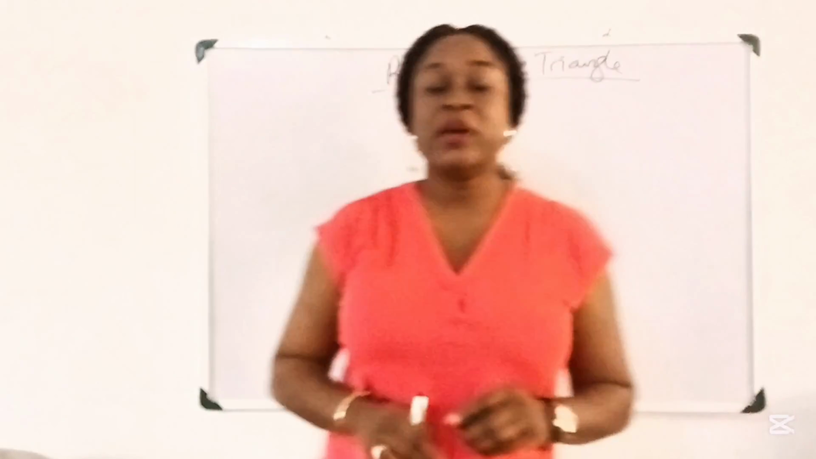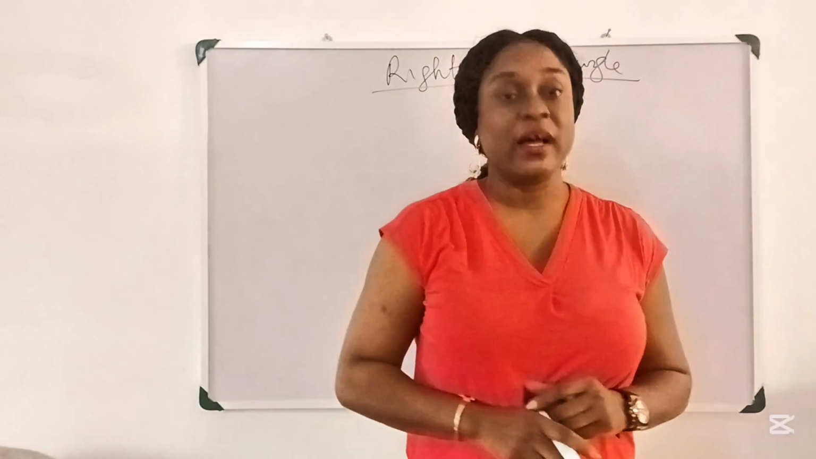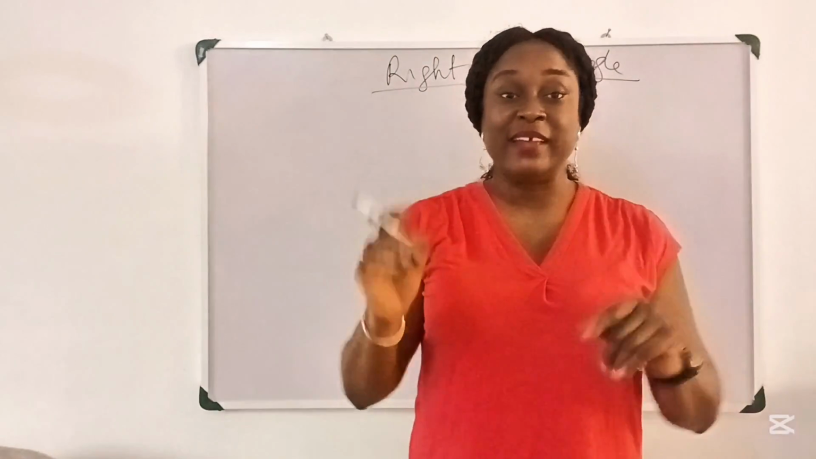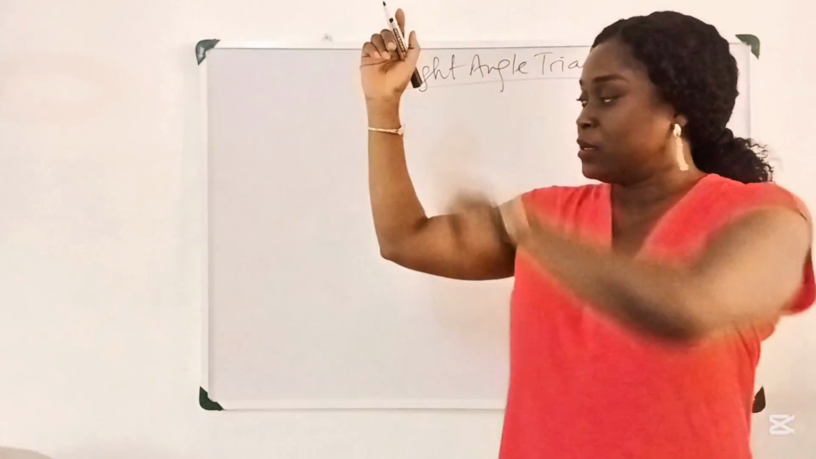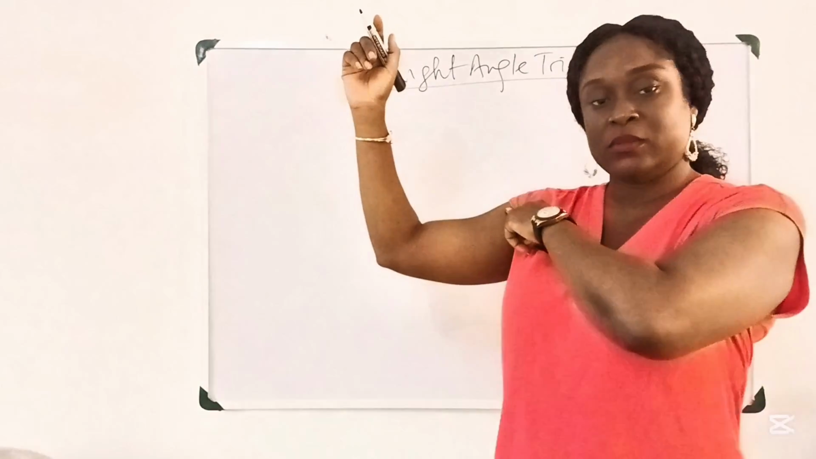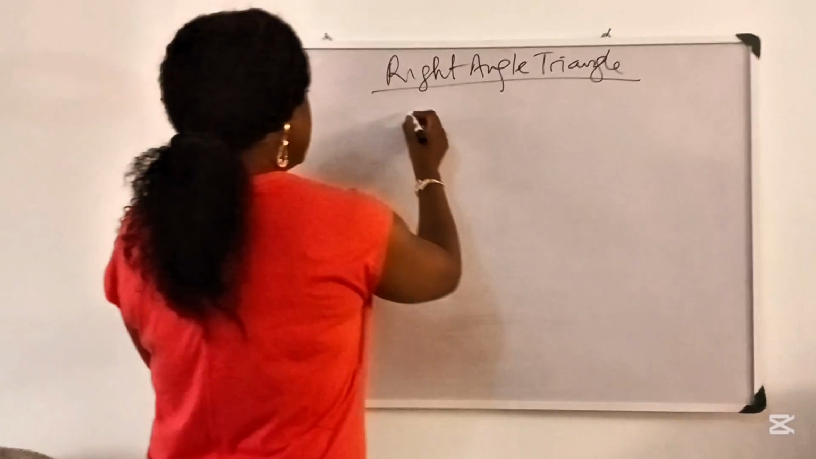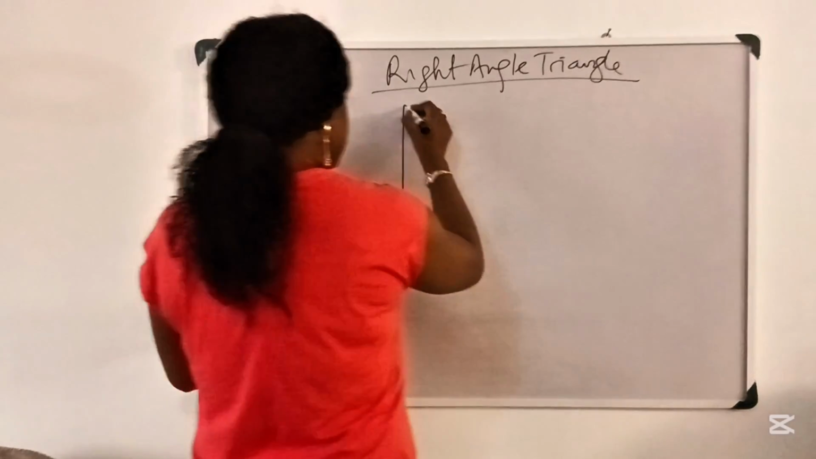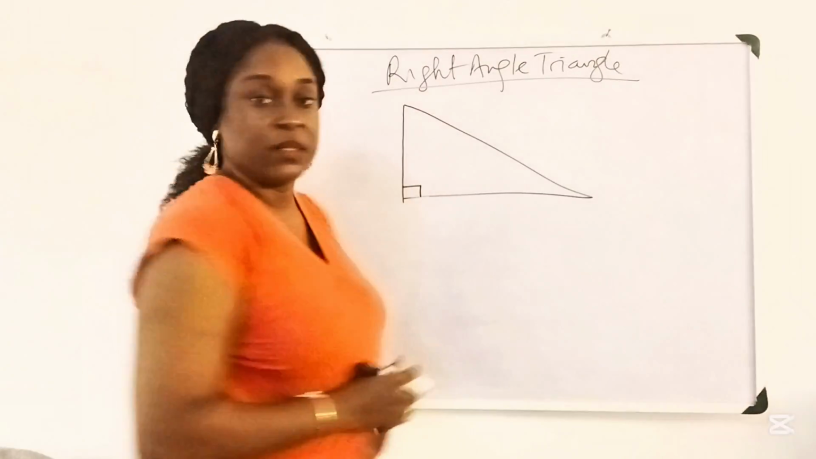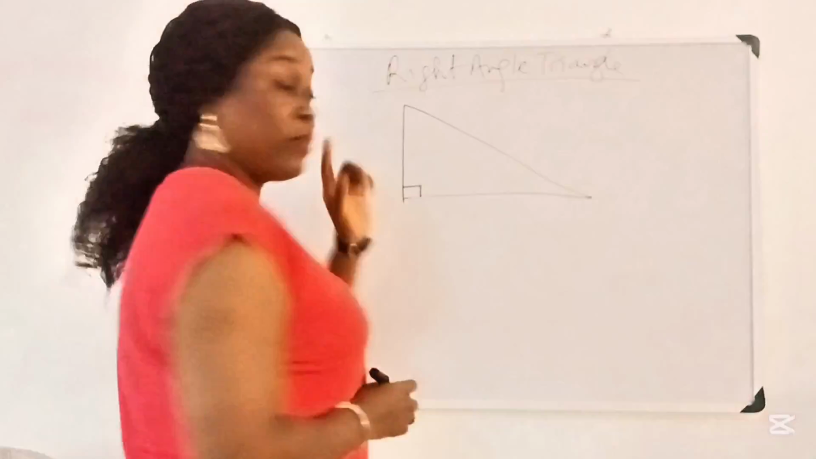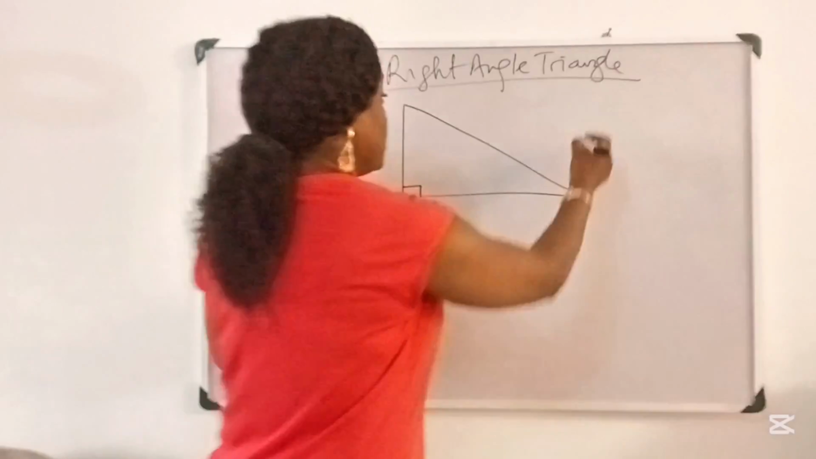Okay, so the right angle triangle is a triangle in which one of the angles of the triangle is 90 degrees. Now, can you keep your elbows like this? This angle is 90 degrees. So, this is what the triangle looks like. 90 degrees.